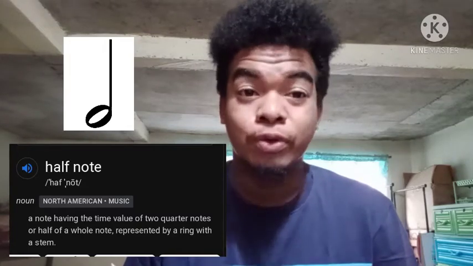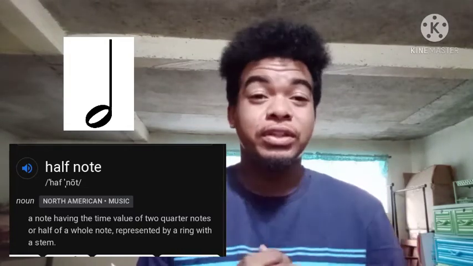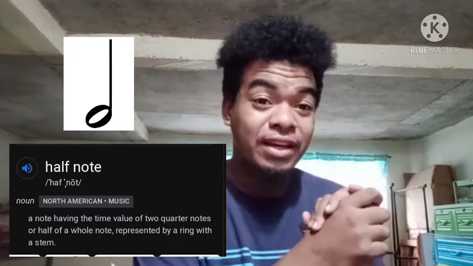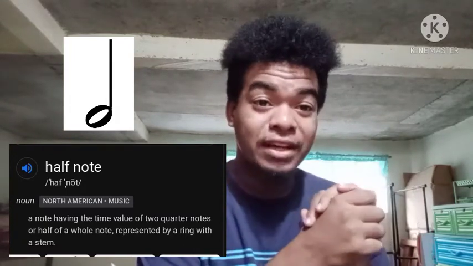Since we have the notes, I will be just doing claps to do the notes. And I think on the notes, we have the half note and the quarter note. A half note is a note having the time value of two quarter notes or half of a whole note, which goes like this: 1 2 3 4, 1 2 3 4.